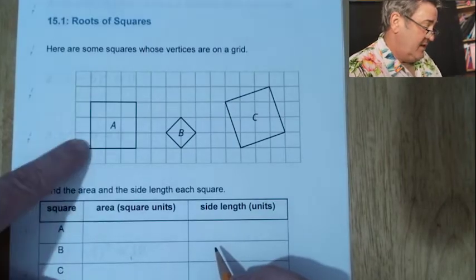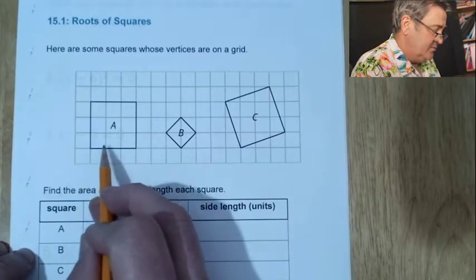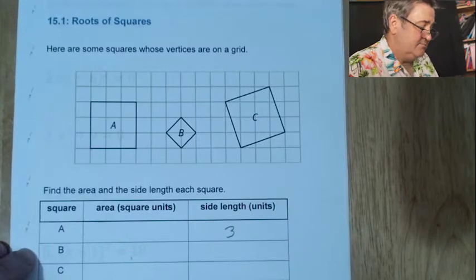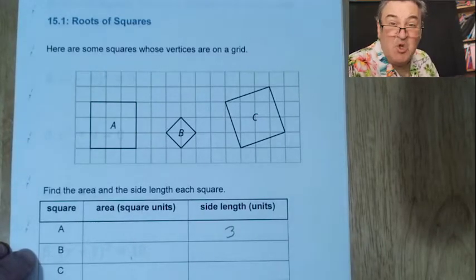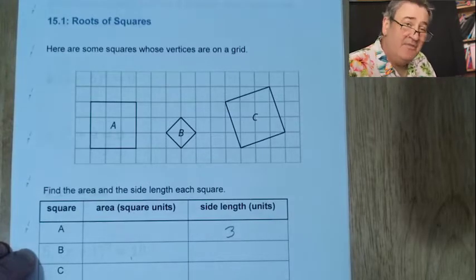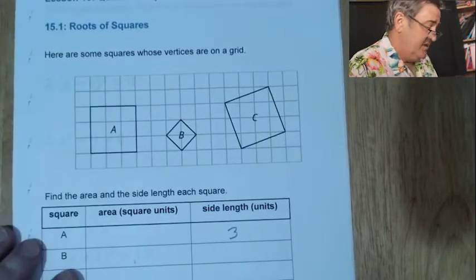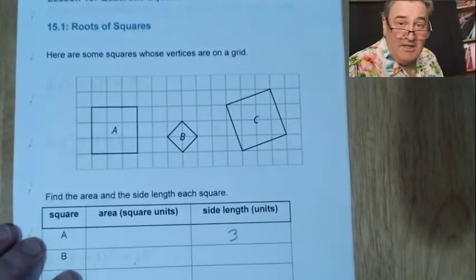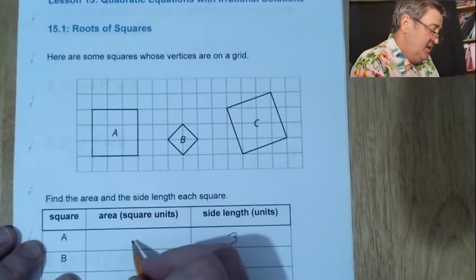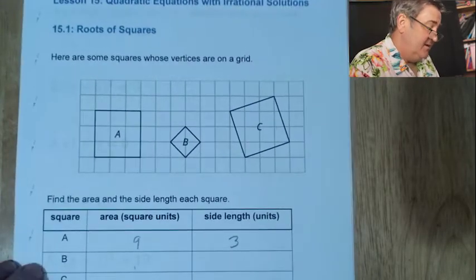Let's start with square A. A is pretty easy. How long is the side? It goes 1, 2, 3. It is 3 units. Do I need to measure them all? It's a square, they're all the same. It told me it's a square. If I had to check whether it's a square, then I'd need to see how long the other sides are. But these tell me here are some squares, so I don't need to check. What is the area? Length times width, side times side. The area would be 9 square units.